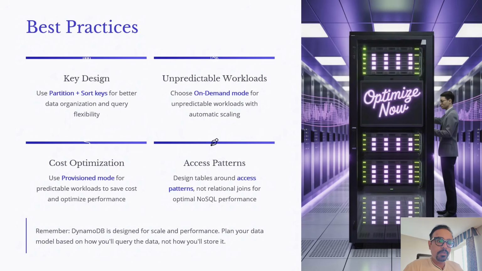For predictable workloads, once you understand the pattern of how much your workload is going to be, go ahead and choose provisioned mode to control cost and maintain consistent performance. Remember, DynamoDB is a NoSQL database, so design your tables around access patterns, not traditional relational joins. That means start by identifying how your application will query the data, then structure your table to support those queries efficiently. In short, always design for how you will query the data, not just how you will store it. That's the key to unlocking DynamoDB's full performance and scalability.